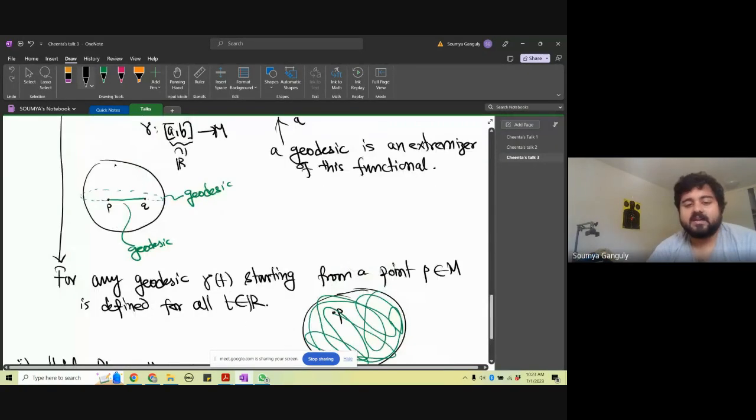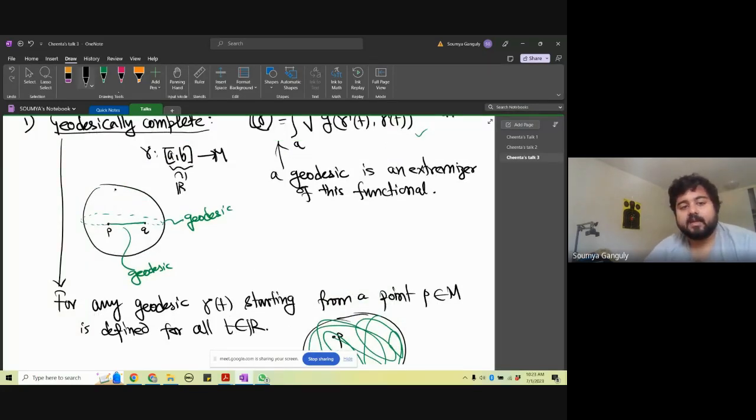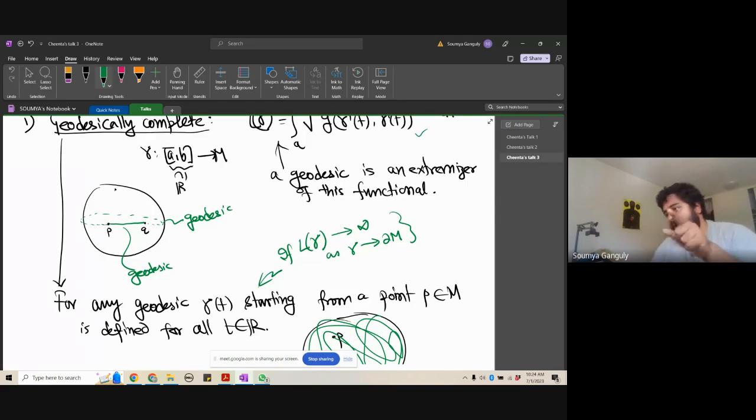There is another way to understand geodesic completeness. A manifold is geodesically complete if the length of gamma tends to infinity as gamma tends to the boundary of M. But this is only applicable for manifolds with boundaries, so I don't want to get into this. That's the idea: as you try to go to the boundary of the manifold, if the length of the curve becomes infinite for any curve, then it's called geodesically complete.